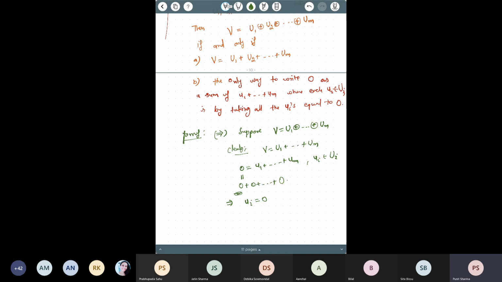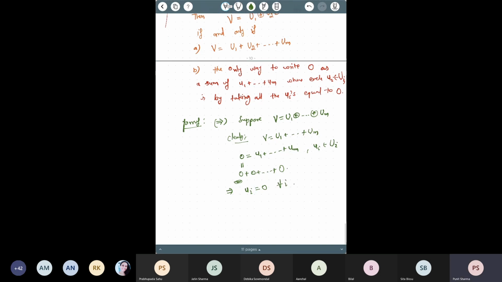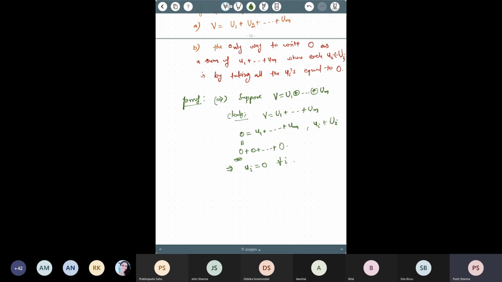Since 0 is a vector in V, by uniqueness, by the definition of the direct sum, this 0 has a unique representation as a sum of vectors from these Ui's, and this implies that each of these ui has to be 0. So this proves the if direction. It's very straightforward. You don't have to write this, but by definition it follows here. The only if part is important here.